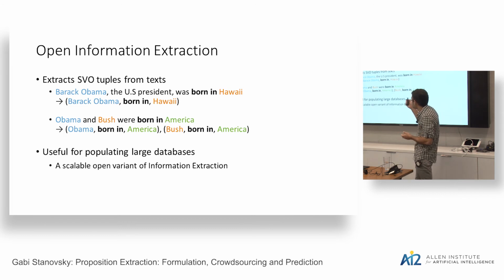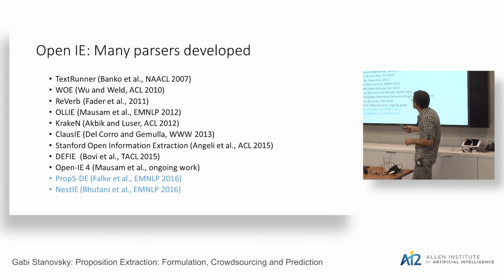Maybe we'll do this briefly because we've seen that before. So we get these tuples in open format, and they've been useful for a lot of applications, as we've seen before. So we want good OpenIE. And actually, a lot of people wanted that, and we can see that there's been a lot of work trying to produce OpenIE parsers. These two are from last EMNLP, and this is just a small sample. There have been more than that.